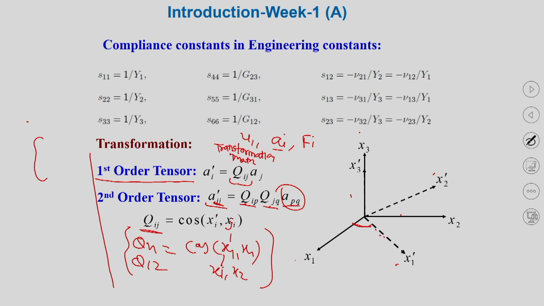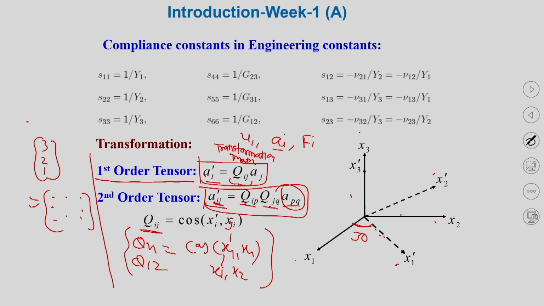They have given a component 3, 2, 1, some a, and this angle is given, let us say 30. Then what will be the ai dash? You just have to obtain x1 dash to x1, x1 dash to x2, x1 dash to x3, and then x2 dash to x1, x2 dash to x2, x2 dash to x3. Similarly you can obtain those cosine components and multiply with that. That will give you the transformed vector, or the transformed second order tensor if you talk about stresses or strains.